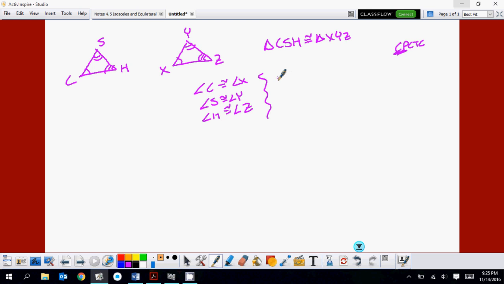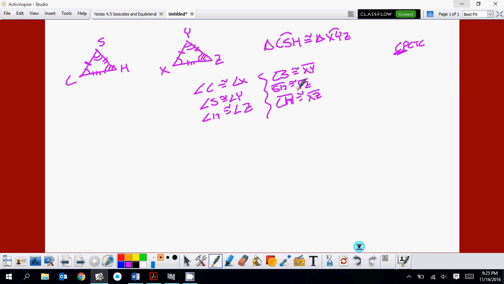I can do the similar thing with the sides. So I can say side CS congruent to side XY. So they correspond. They're in the same spot. They're not only in the same spot diagram-wise, but you'll notice CS and XY are in the same spot in that congruent statement. Okay, then you've got SH congruent to YZ. And then the last side, you've got CH congruent to XZ.